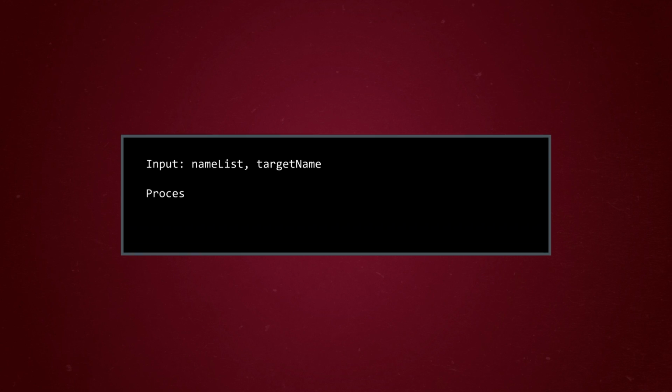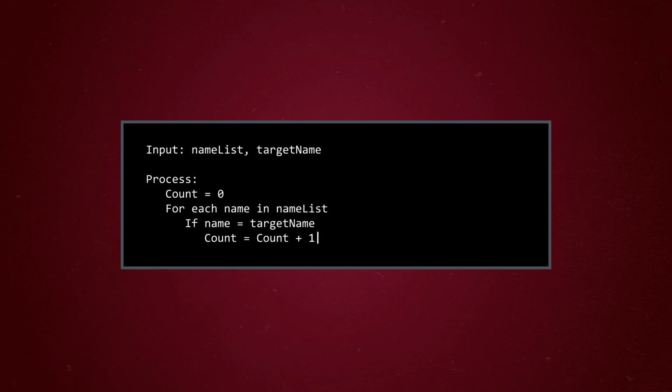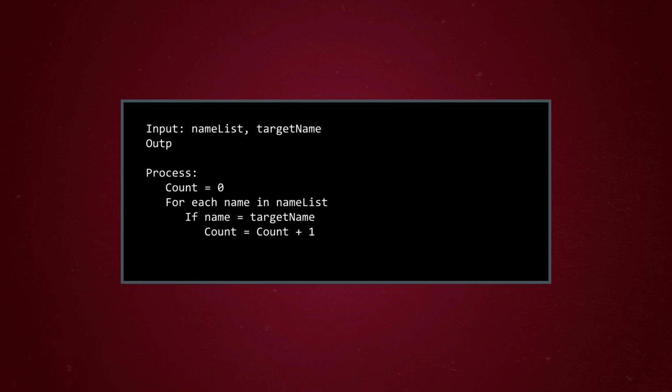To create this algorithm, we'll also input the list of names and the name we're looking for, but instead of having a Boolean, we can create a variable to help us count, and our output is the value of the count variable after our code is done running.